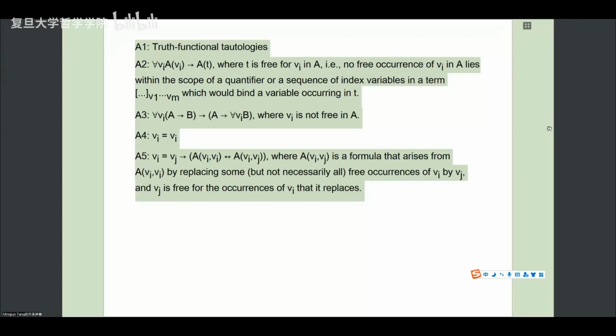Then we have axioms for identity. A4: Vi is equal to Vi. Then A5: Vi equal to Vj implies A of Vi Vi equivalent to A of Vi Vj. And here A of Vi Vj is a formula which arises from A of Vi Vi by replacing some, but not necessarily all, free occurrences of Vi by Vj, and Vj is free for the occurrences of Vi that it replaces. So A4 and A5 are axioms for identity, which you also know from first order logic, maybe. Then we can go to the next slide.